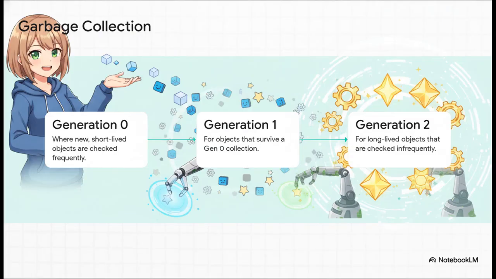This is where the genius of .NET's garbage collector really shines. It's all built on one simple observation. Most new objects are very short-lived, so the GC runs most frequently on generation 0, quickly cleaning up all the new stuff. Now, if an object survives that first cleanup, it gets promoted to generation 1. If it survives another cleanup, it gets promoted to generation 2, which is for really long-lived objects. By checking the old stuff less often, the GC avoids wasting time, which makes the whole process incredibly efficient.